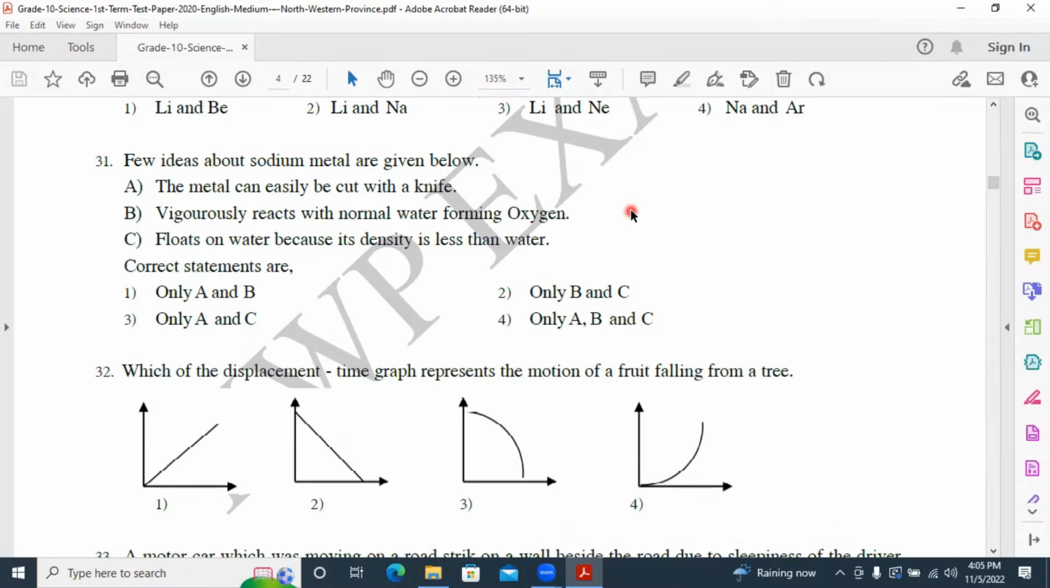Question number 31. A few ideas about sodium metal are given below. A. The metal can easily be cut with a knife. B. Vigorously reacts with normal water forming oxygen. C. Floats on water because its density is less than water. Here the answer is answer number 3. B is incorrect because sodium reacts vigorously with normal water, but it does not form oxygen. In this reaction, the sodium forms sodium hydroxide and hydrogen gas, not oxygen gas.